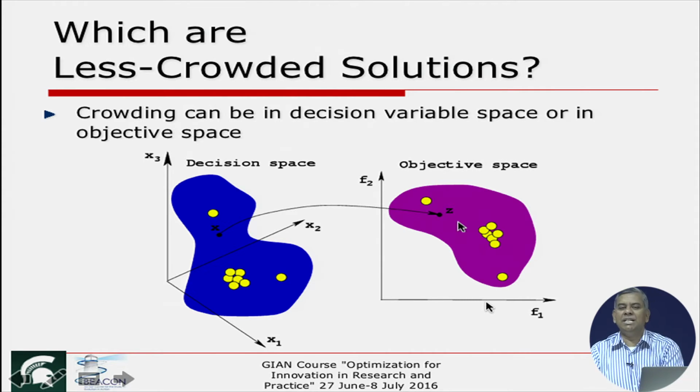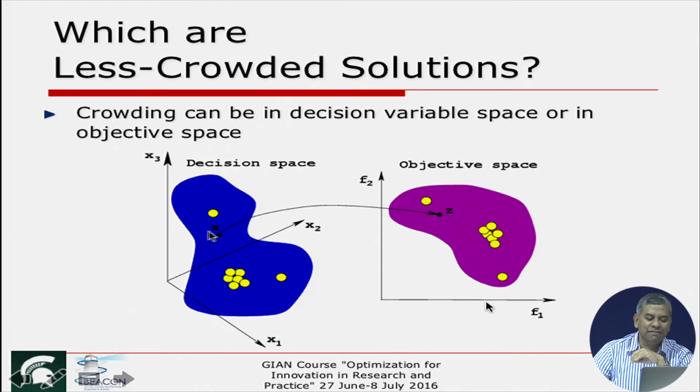Then the question is, which space do you want to do that calculation of the distance that we needed for the sharing function in? So what would be your choice? Okay, let's talk about decision space. What if you do it here? So what will happen eventually?